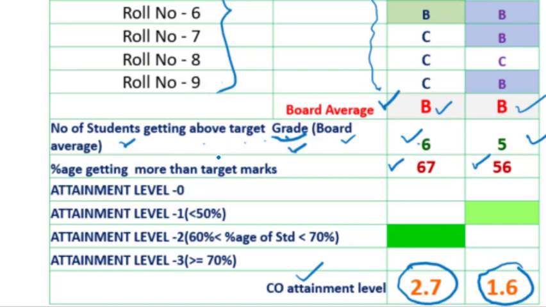The level we have already defined. Attainment level 1 is more than 50. Attainment level 2 is between 60 and 70, and above 70 is attainment level 3. In our case, the attainment is 67%, so attainment level is 2.7. It is 56%, attainment level is 1.6.